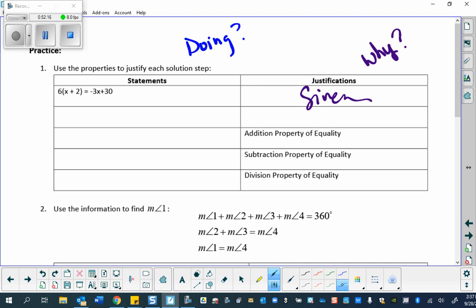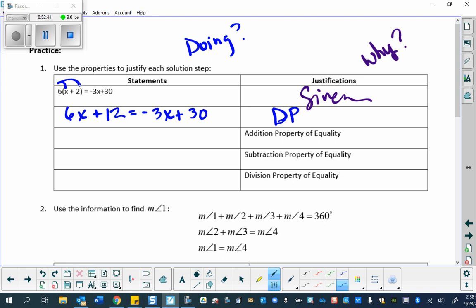So for my first step, 6 times x plus 12 is equal to negative 3x plus 30. Who says I'm allowed to do that? And what did I do? I distributed that coefficient 6 across to each of my terms that's being added.